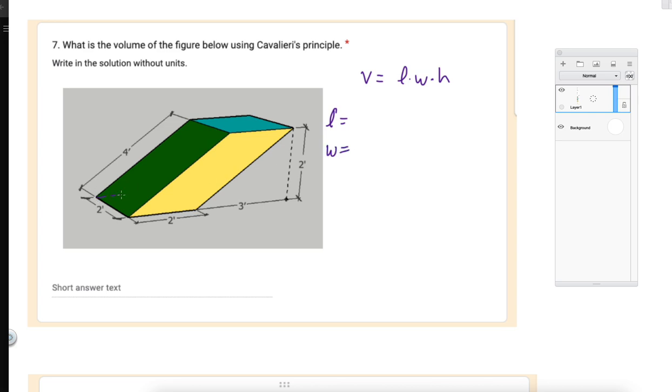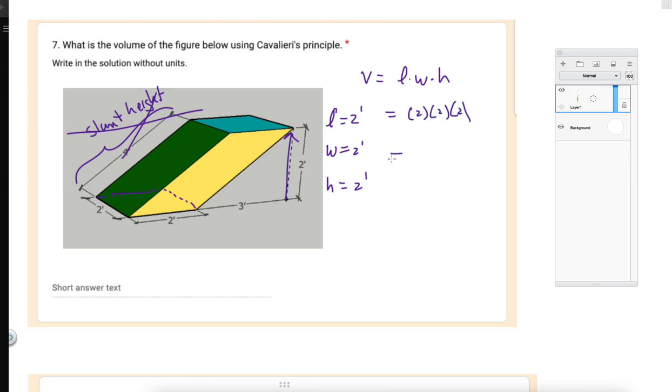We would just need to identify the length and the width. So what is the footprint area right here of this rectangle? The length is 2 and the width is 2 feet. And the height is this vertical distance right here, which is also 2. We do not use the slant height here. That does not work. We would need to use that if we were finding surface area. So 2 times 2 times 2 is 8 cubic feet. Right, in the solution there are no units. Our answer is 8.